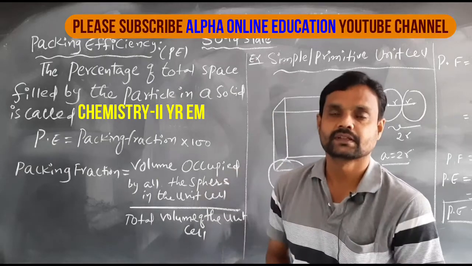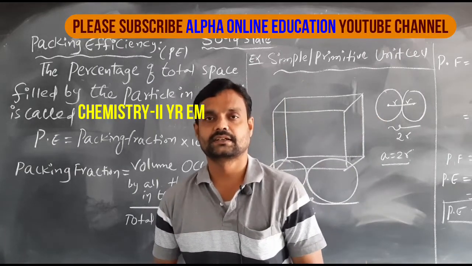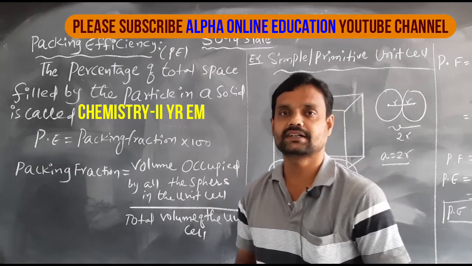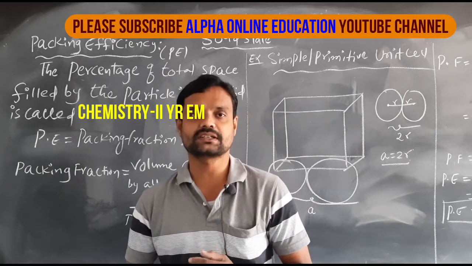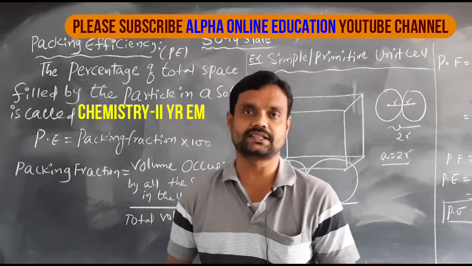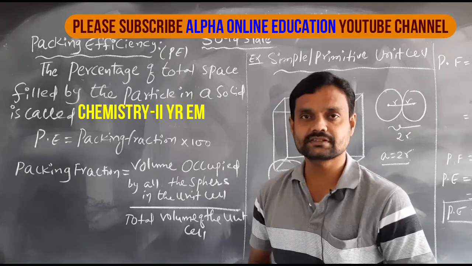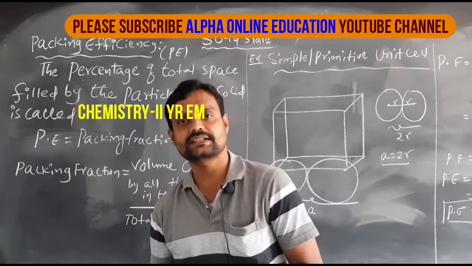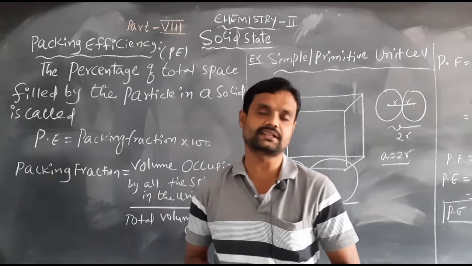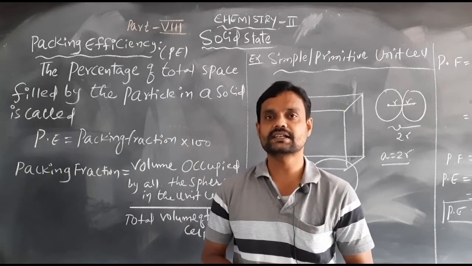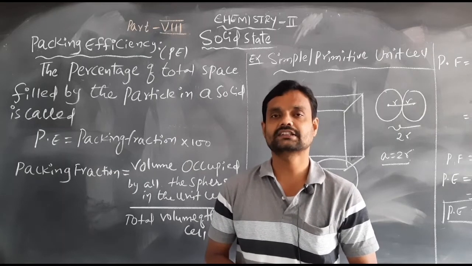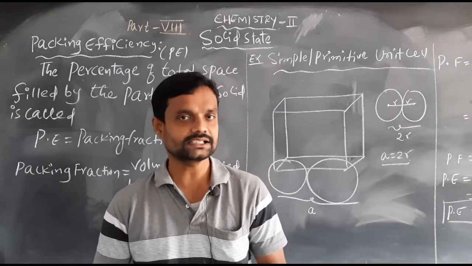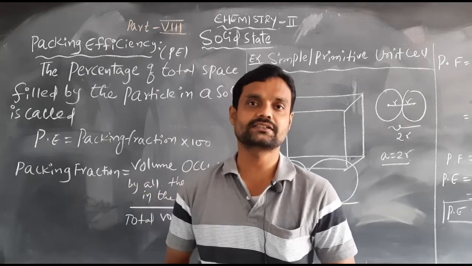Okay, students. In previous classes in solid state chemistry, we discussed the one dimensional, two dimensional, and three dimensional unit cells. In the three dimensional unit cells, there are different types of unit cells. For example, the simple or primitive unit cell, and another one is the centered unit cell. Among the centered unit cells, there are the body centered unit cell, face centered unit cell, and end centered unit cell.